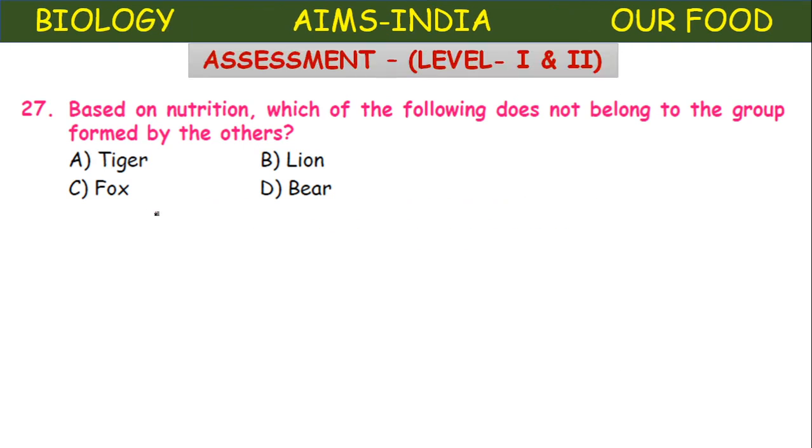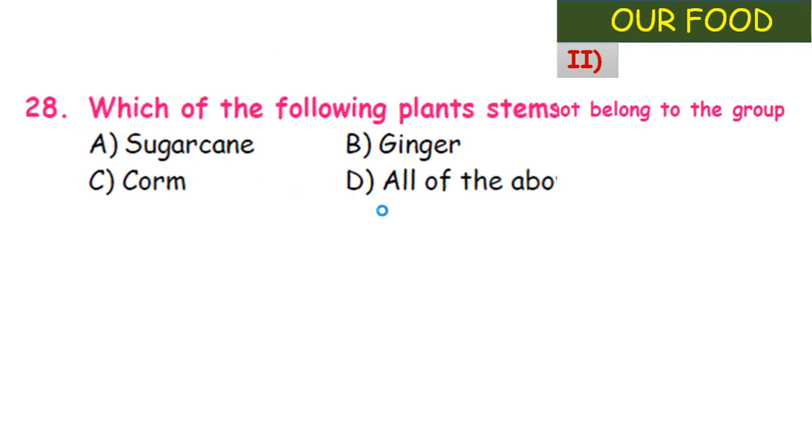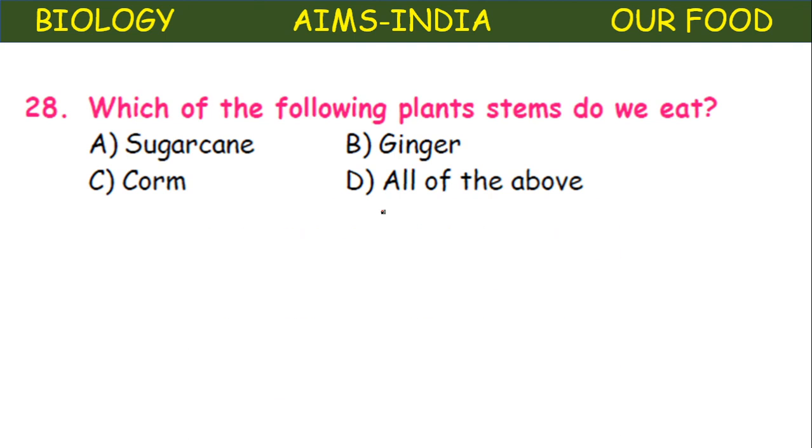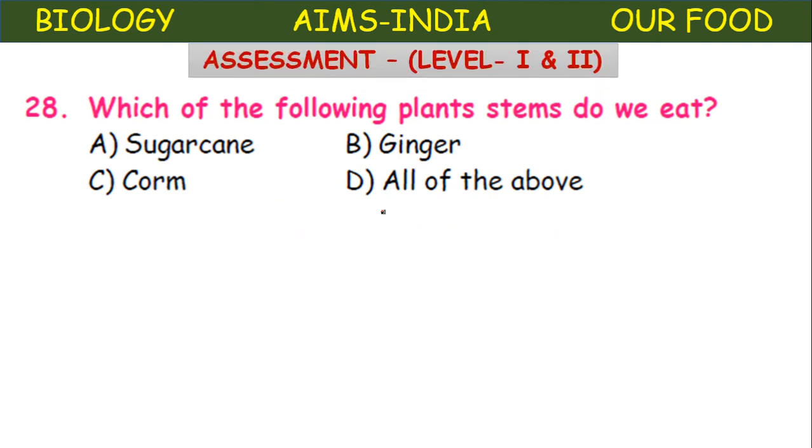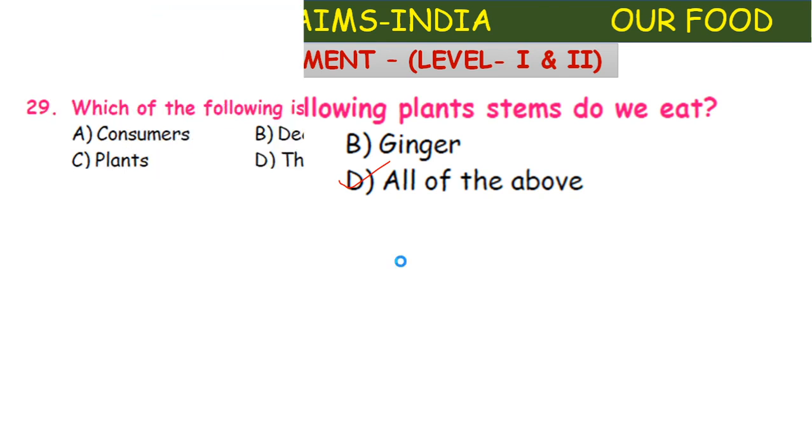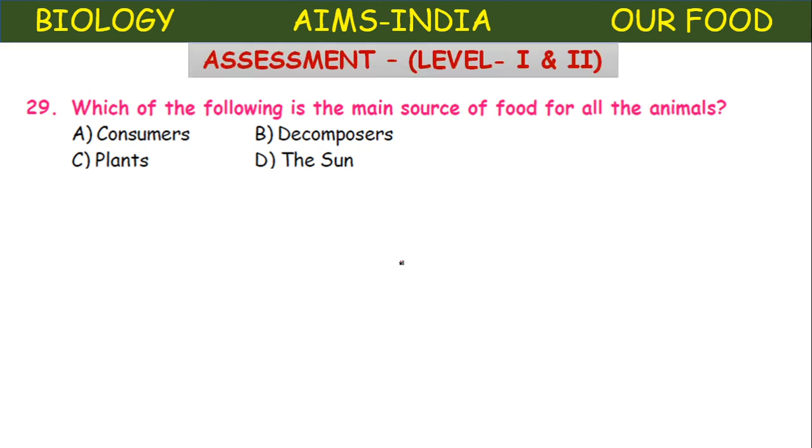Based on nutrition, which of the following does not belong to the group formed by the others? Tiger, lion, fox, bear. It is the bear which is omnivore. It eats honey as well as fish and others. Okay, it's the omnivore. Remaining all carnivores. Which of the following plants stems do we eat? Sugarcane, ginger, corn. Okay, we eat all the above. They are stems. Sugarcane is a stem, ginger is a stem, and corn also modified stems. Which of the following is the main source of food for all the animals?